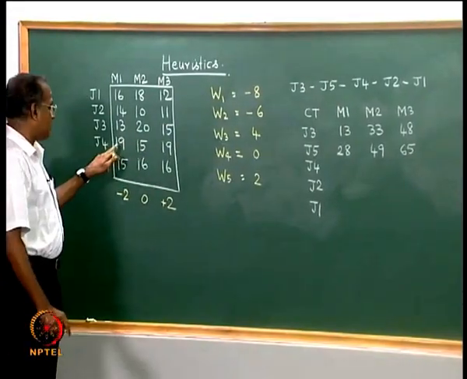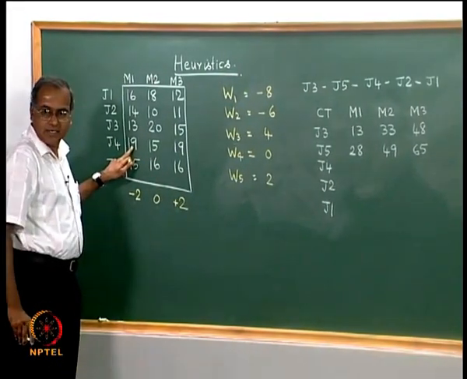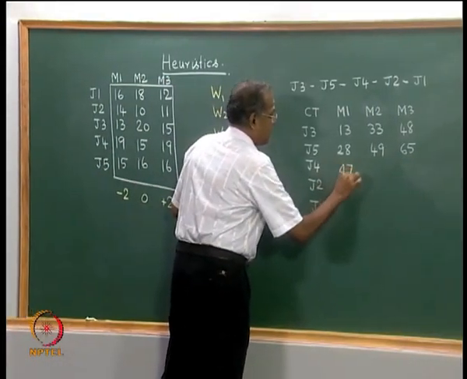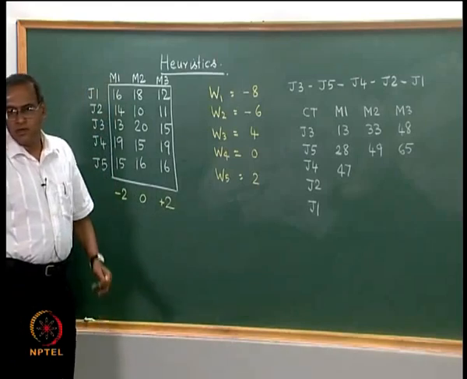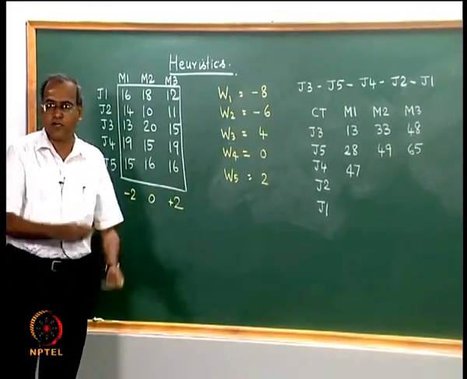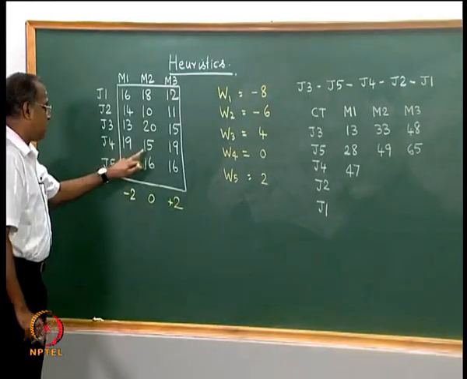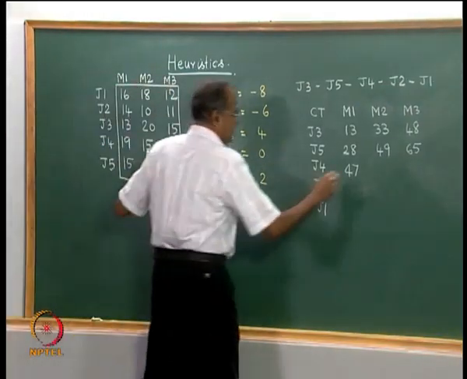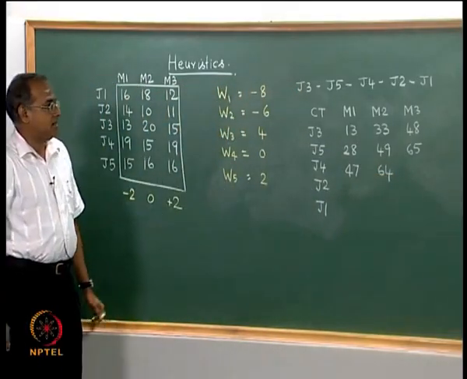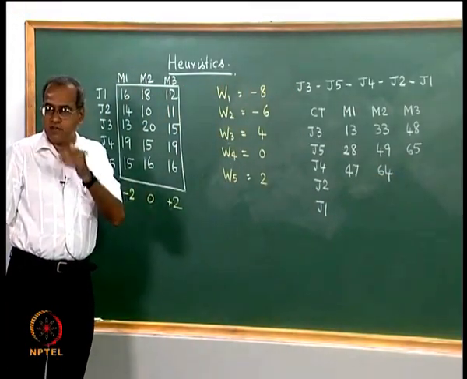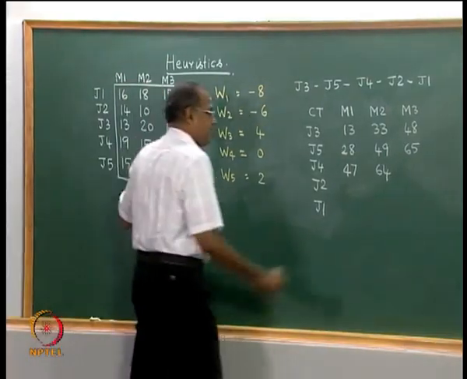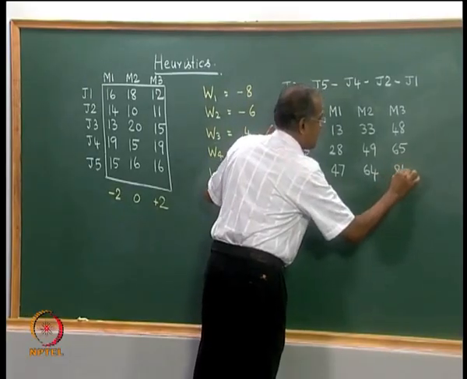J4 can start on M1 at 28, so 28 plus 19 it finishes at 47. M2 is available only at 49, so it waits till 49, visits M2, takes another 15 units, finishes at 64. M3 is available only at 65, so goes to M3 at 65, takes another 19 and finishes at 84.